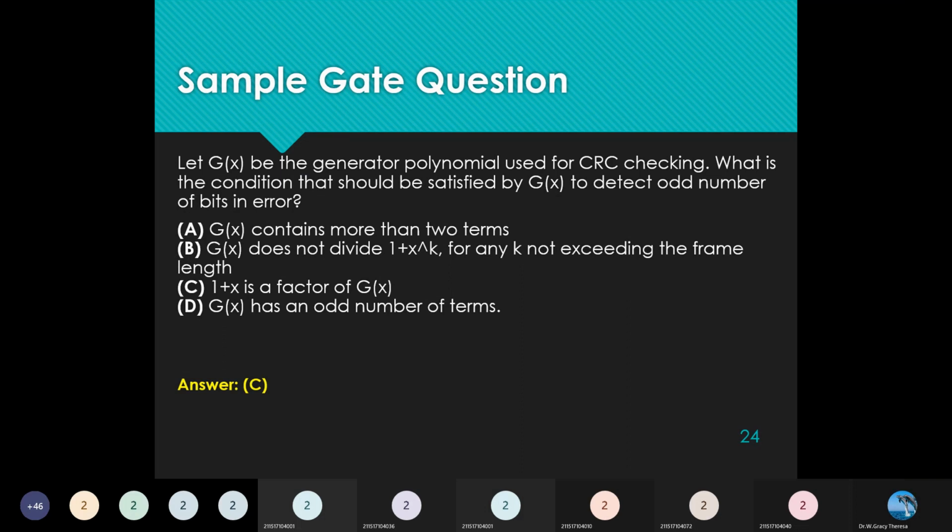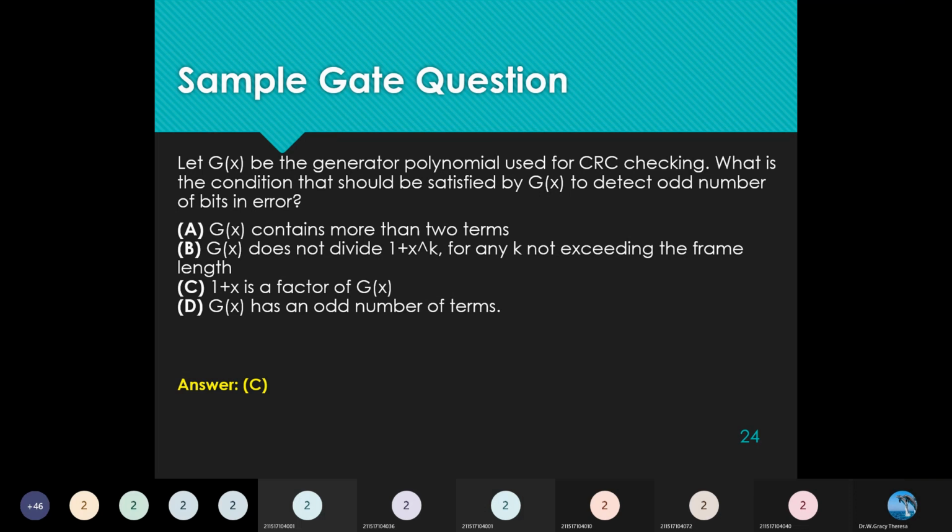Let g of x be the generator polynomial used for CRC. What is the condition that should be satisfied by g of x to detect an odd number of bits in error? The options are: g of x should contain more than 2 terms; g of x does not divide x to the k plus 1 for any k not exceeding the frame length; 1 plus x is a factor of g of x; or g of x has an odd number of terms.